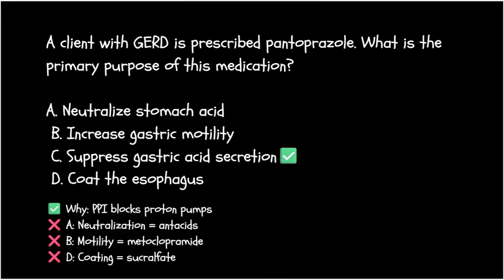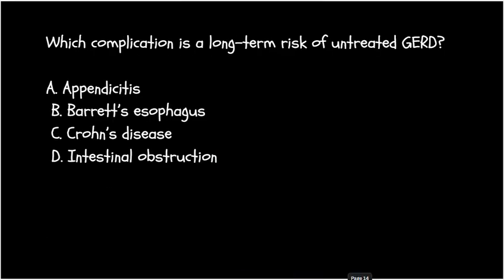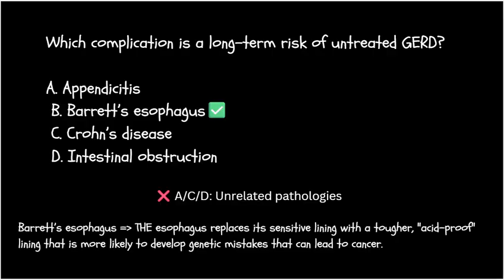All right, next question. Which complication is a long-term risk of unrelated GERD? Appendicitis, Barrett's esophagus, Crohn's disease, intestinal obstruction. Okay, I'm gonna go quick on this one because if you don't know, you will know now. It's something called Barrett's esophagus.